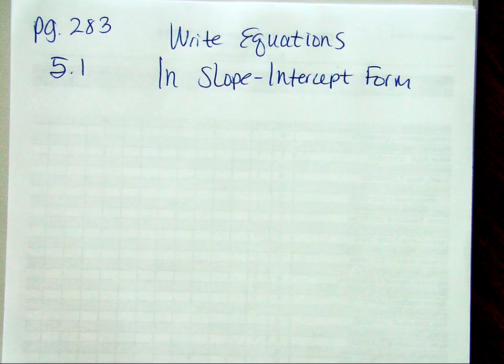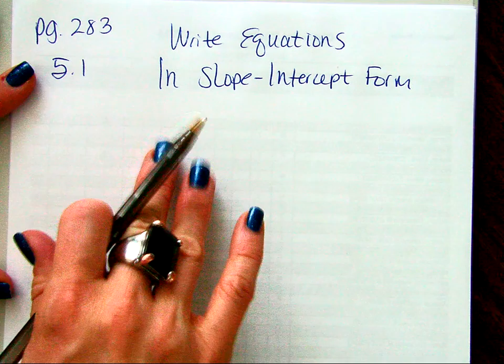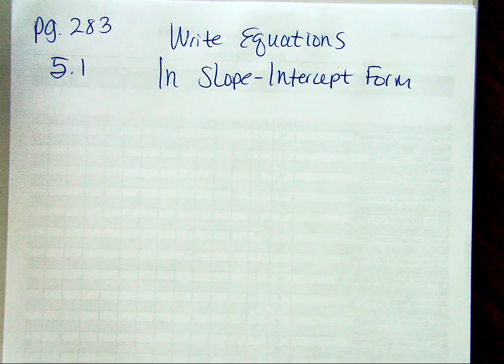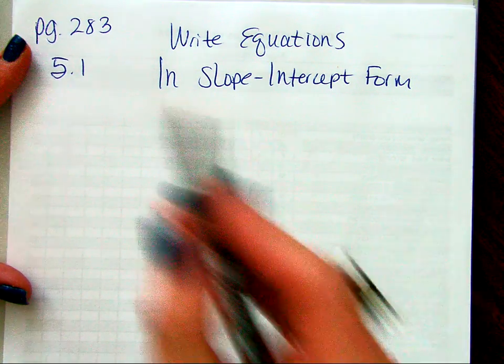Good practice for that. Okay, so 5.1 is starting a new chapter. We're talking about writing equations in slope-intercept form, and it's kind of like the green sheet you did last week. We probably should have flip-flopped that and done that first. So the good news is this is going to go really quickly because we pretty much did all the explanation of it that we needed beforehand.